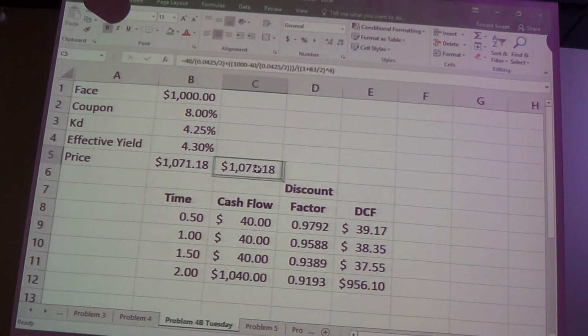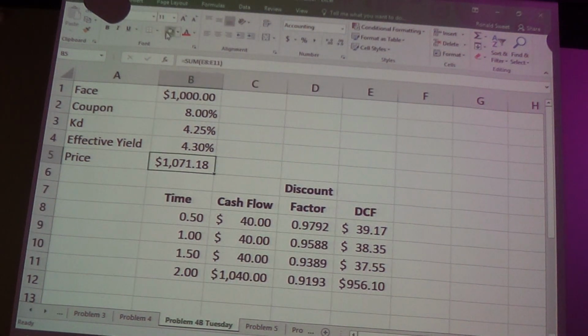All right, any questions on this? So there's your answer, 1071.18. It's good.